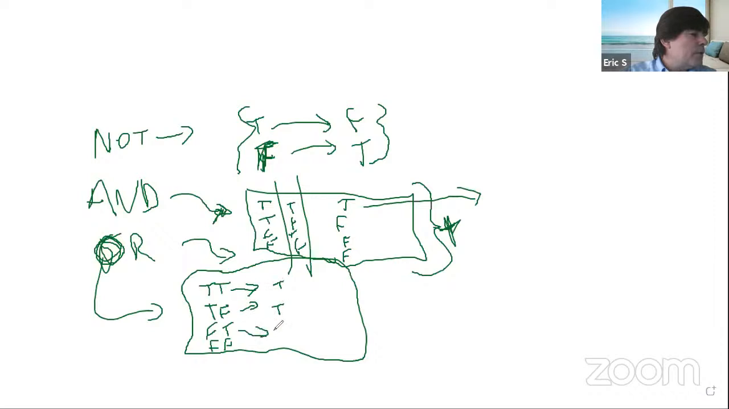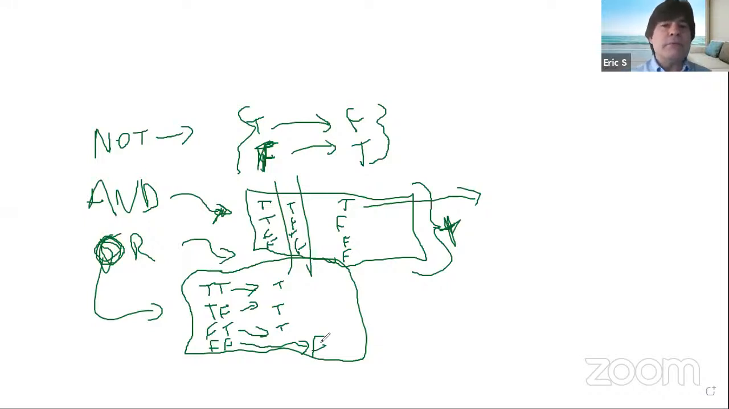This will get you a true. And then finally, the only way that you can get false from an OR operation, it's a binary operation, an operation between two operands, is if both operands are logically false, then the answer becomes false.